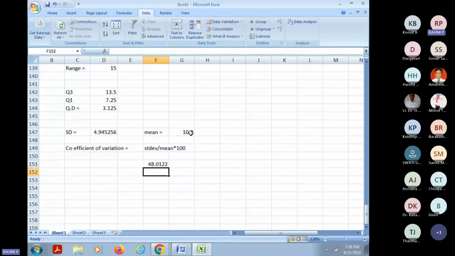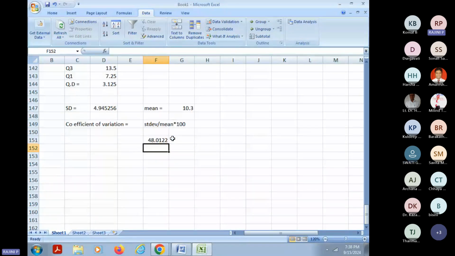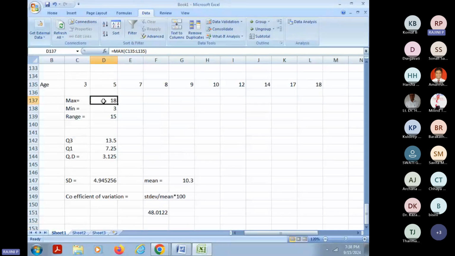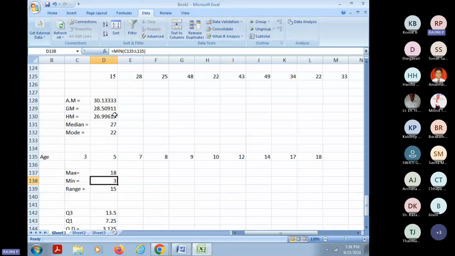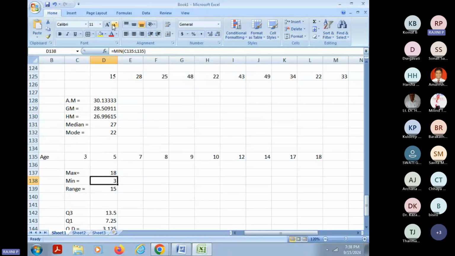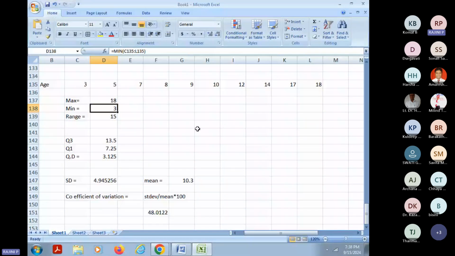Is it clear, ma'am? Yes, ma'am. Thank you. And then we finished this. And here also, the maximum and minimum value you can get directly from the Home tab. Click on this summation, then you can find the maximum and minimum also. You can use this method also, no problem. So this question is done.